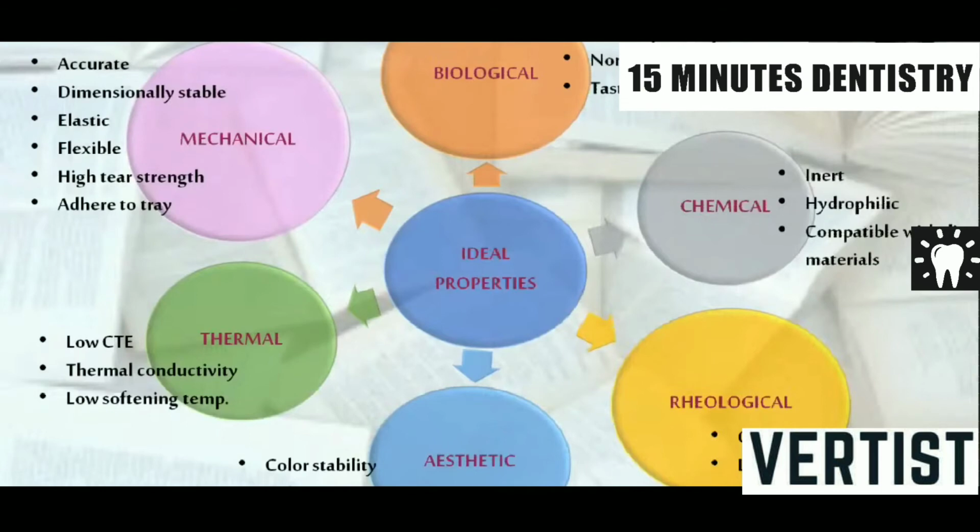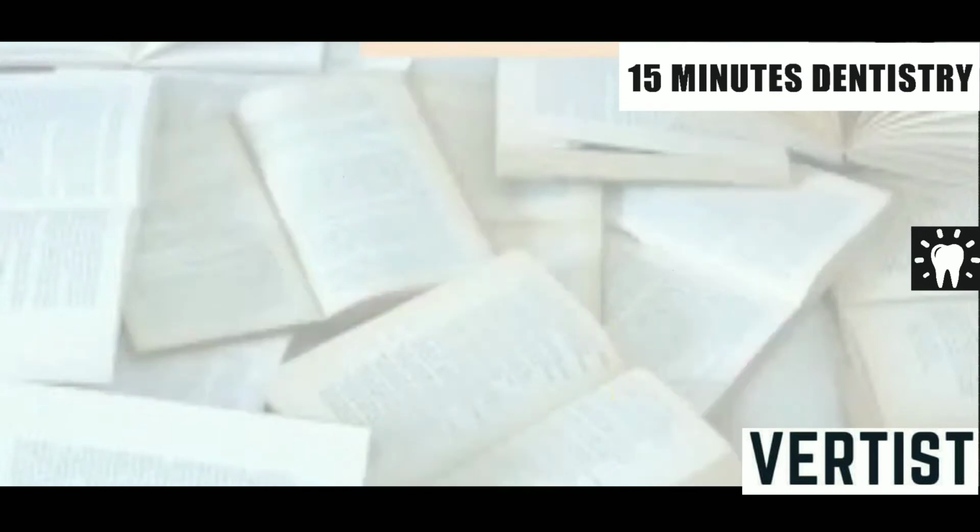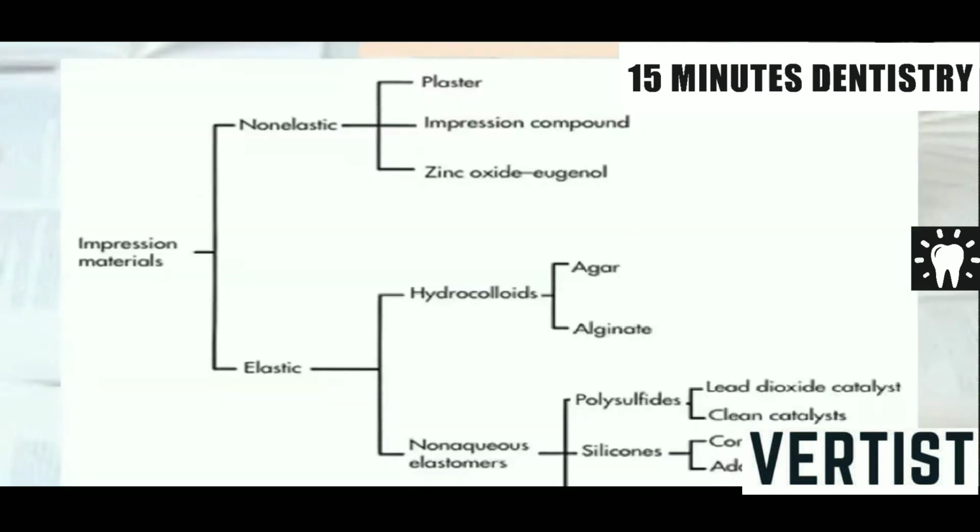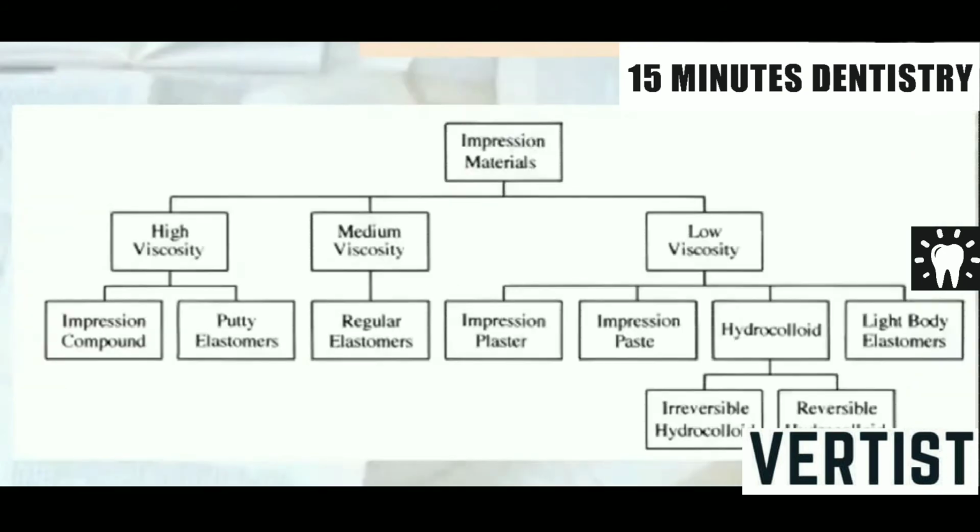So there are many materials available in the dental field. The classification will have rigid and non-elastic materials. The non-elastic ones are plaster, impression compound, and zinc oxide eugenol. The elastic materials are hydrocolloids, agar-agar and alginate, and polysulfide, silicones and polyethers. These materials you will have in impression dentistry.